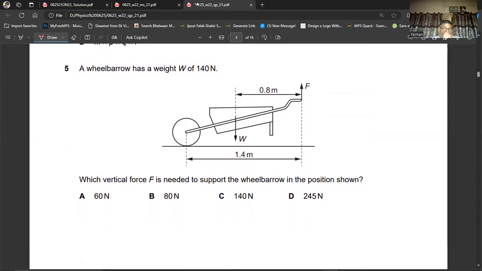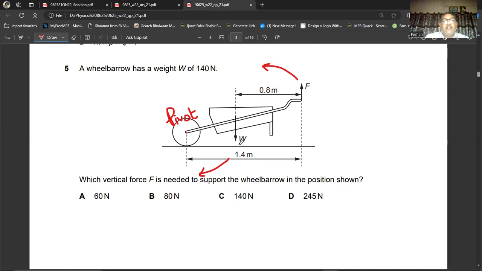Question number 5. The wheelbarrow has a weight W of 140 Newton. Which vertical force F is needed to support the wheelbarrow in the position shown? Okay, so here you have that pivot. This is your pivot. So if this is your pivot, then this force W, the weight of the wheelbarrow, is trying to produce a clockwise moment, and this force is trying to produce an anti-clockwise moment about the pivot.